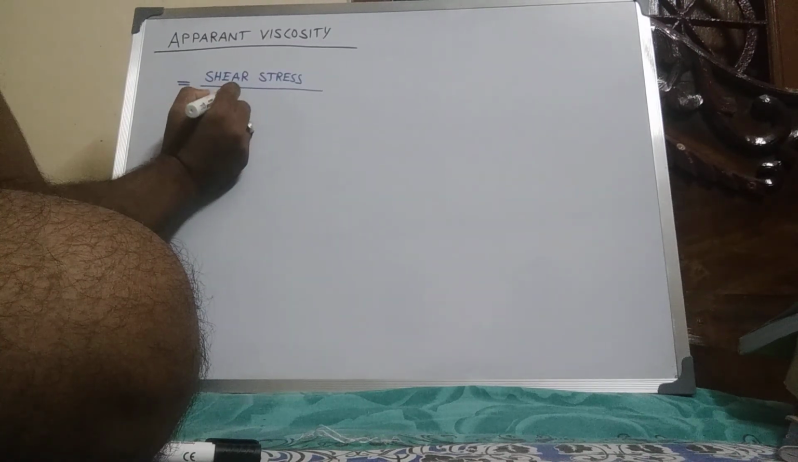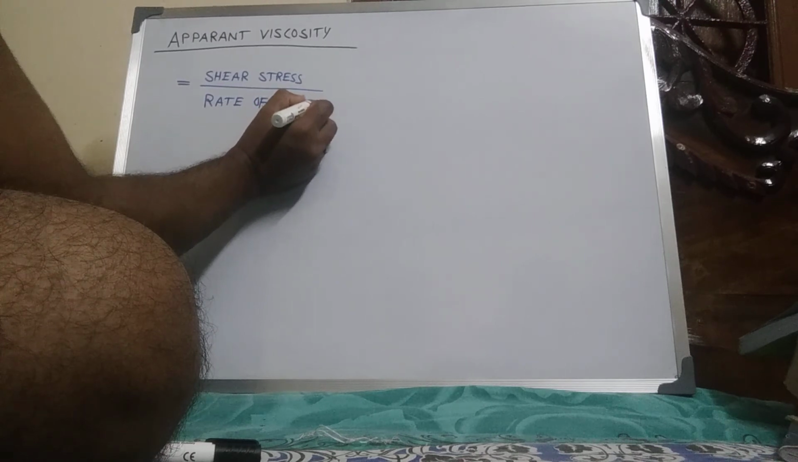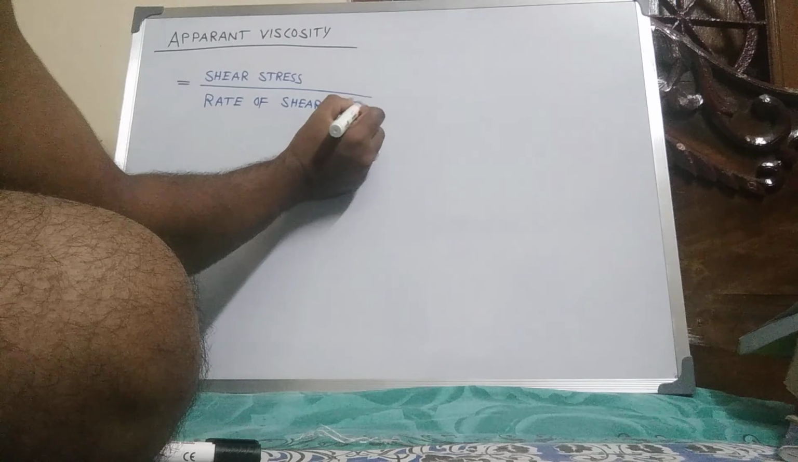What is apparent viscosity? It is the ratio of shear stress divided by rate of shear strain.